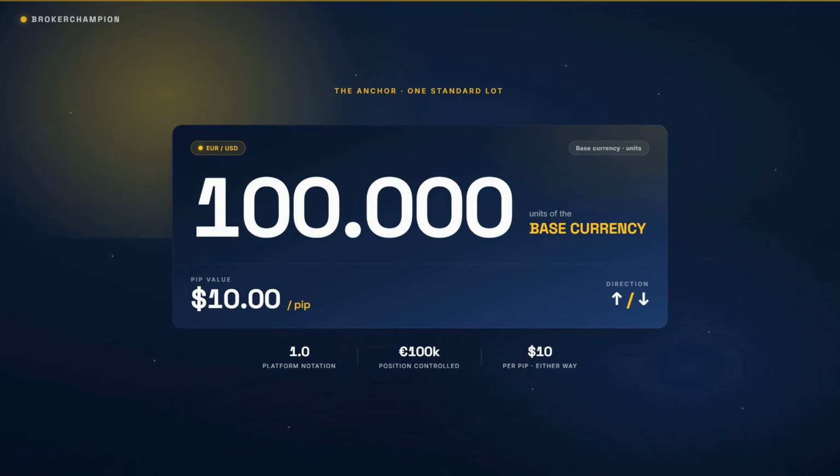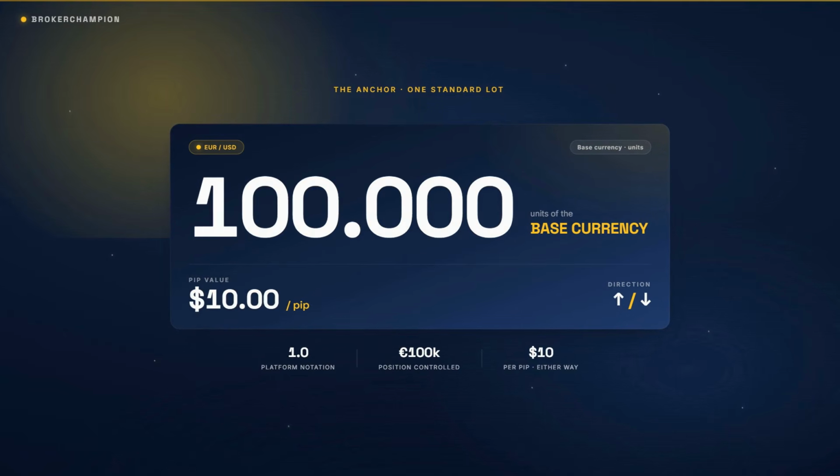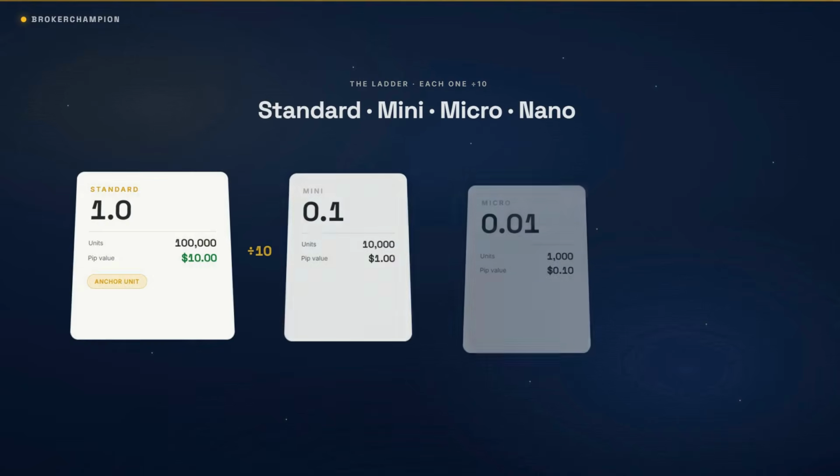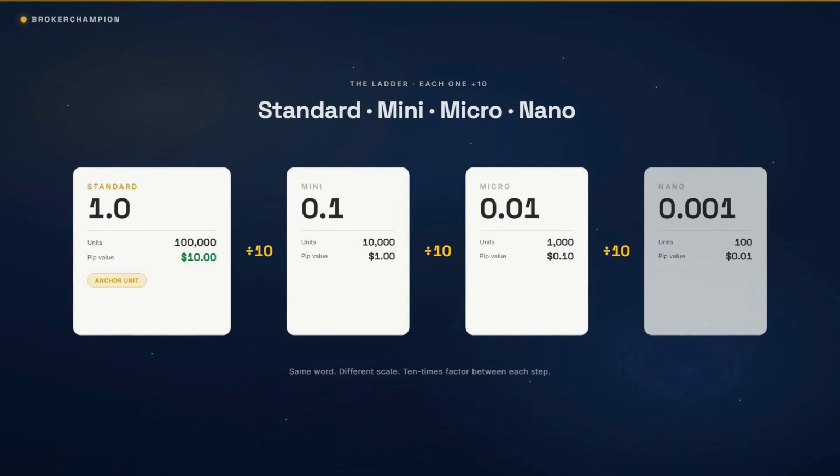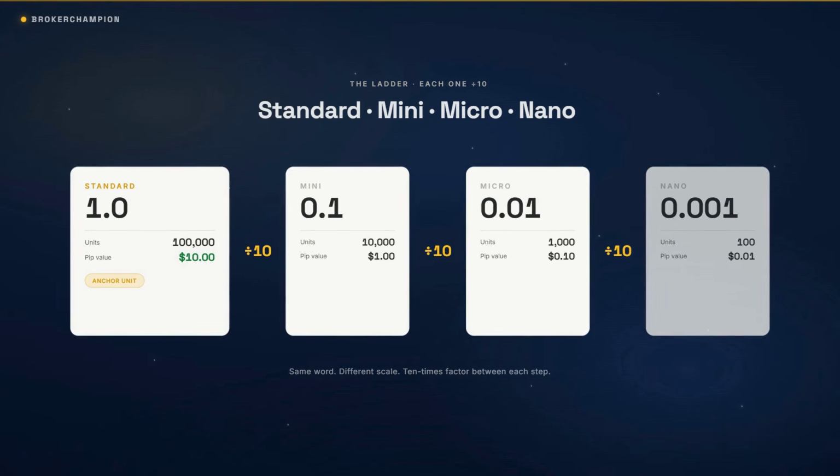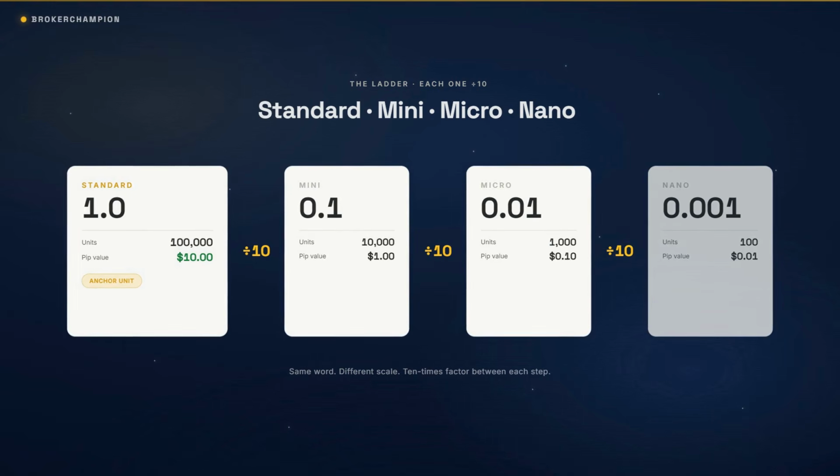Buy one standard lot of EUR/USD and you're controlling 100,000 euros worth of position. A 1 pip move on that trade is worth $10. Up or down, $10 a pip. From there, the names just scale down by a factor of 10. A mini lot is 10,000 units, $1 a pip. A micro lot is 1,000 units, 10 cents a pip. A nano lot is 100 units, 1 cent a pip. Standard, mini, micro, nano. Each one 10 times smaller than the last.